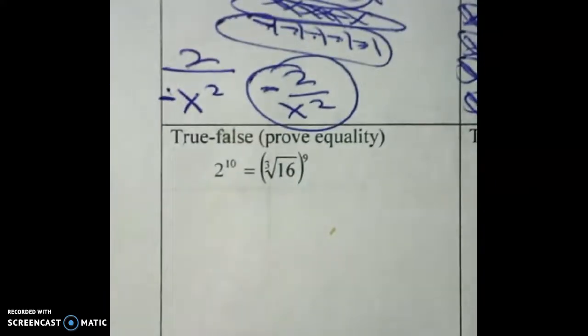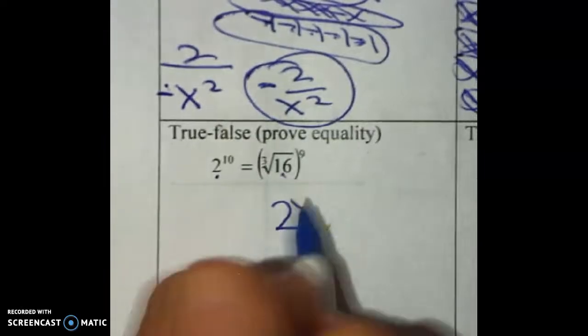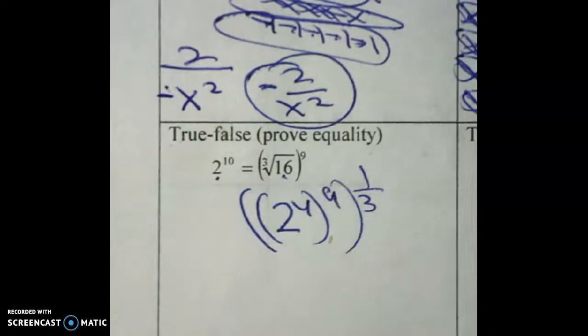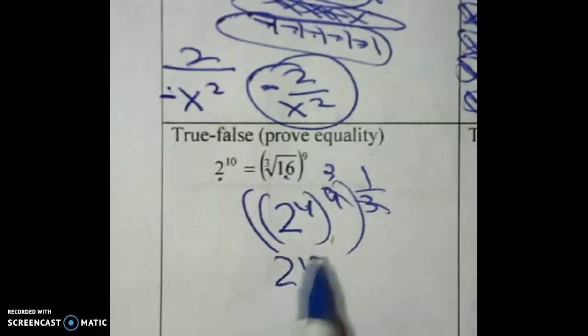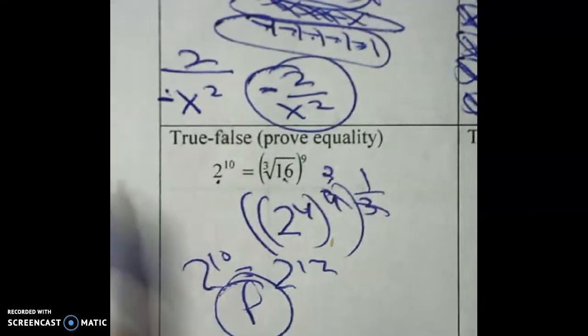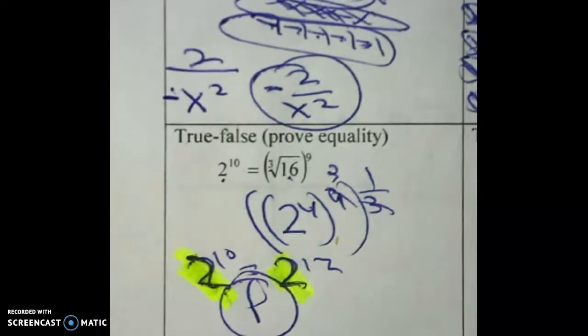All right. I need to prove whether it's true or false. Technically, I could cheat and go into my calculator, but I need to prove either equality or inequality. So since this is base 2, I'm going to make this base 2. So 2 to the 4th to the 9th to the 1/3. Some of you would not do that many parentheses. I don't care. Whatever. That's cubed. That would be 2 to the 12th equals 2 to the 10th, and that's false. I'm showing the bases are the same, but the exponents are different. That's why it's false.